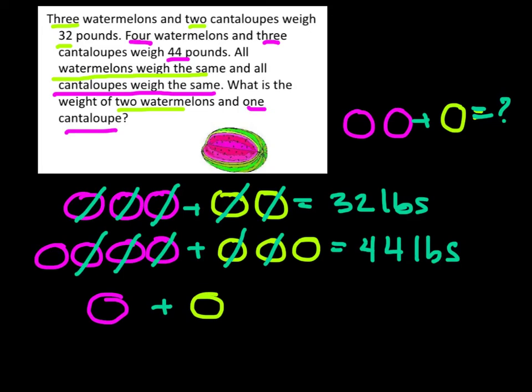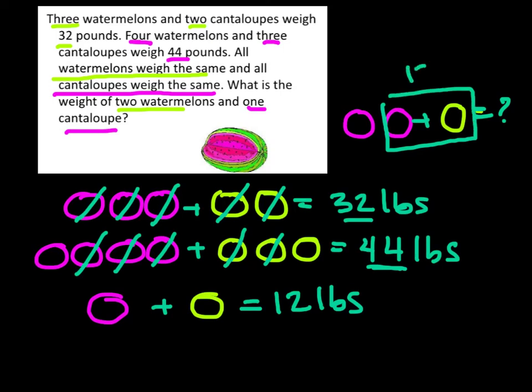And if I essentially took one away from the other, I took 32 away from 44. That means I have 12 pounds left over. So 1 watermelon and 1 cantaloupe equals 12 pounds. So I know that this right here, and what I want, is going to be 12 pounds. Now I just need to figure out what this remaining watermelon's all about.